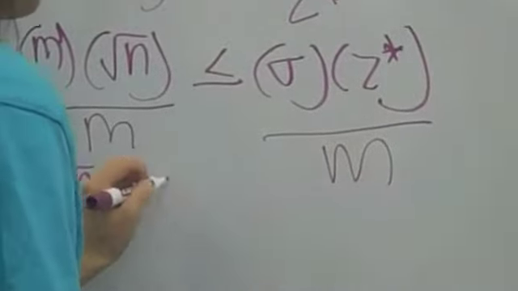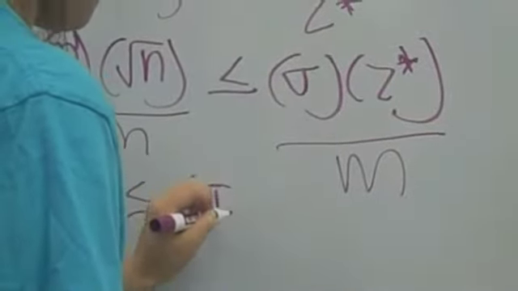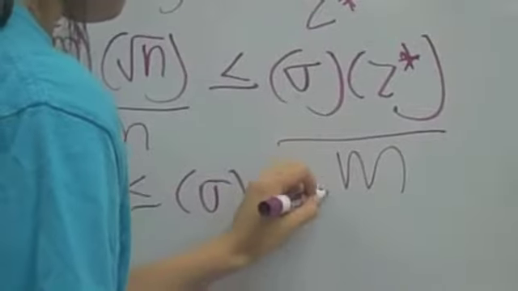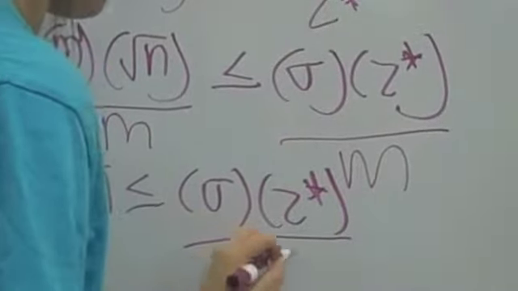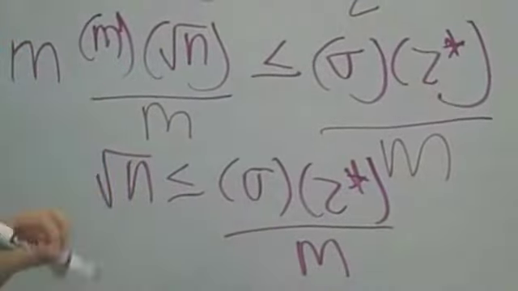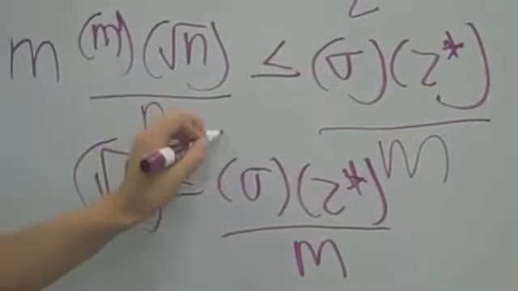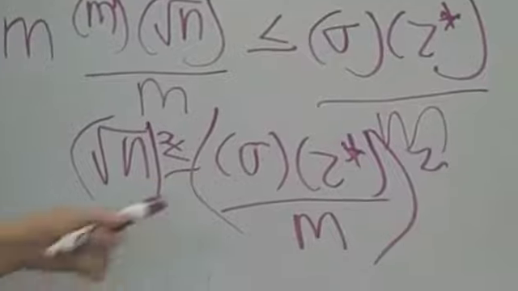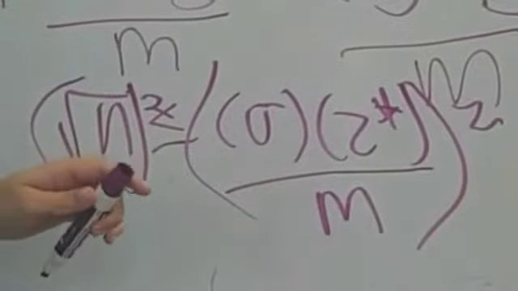So now we'll have the square root of n is less than or equal to sigma times z star over our desired margin of error, and this is square rooted, so we need to square it on both sides. And so that's basically what we'll get. Okay, so whatever your n turns out to be, you always want to round up. If you round down, that will give you a margin of error that is greater.